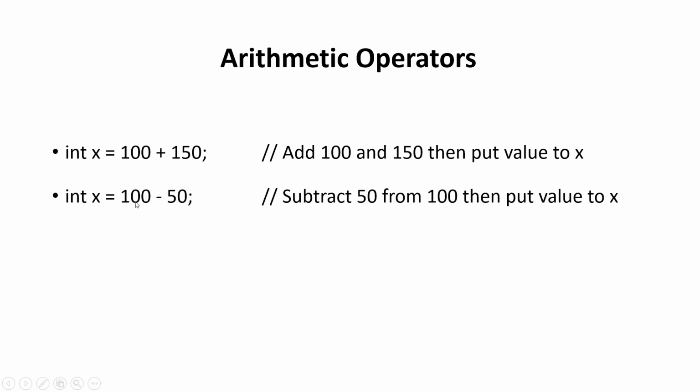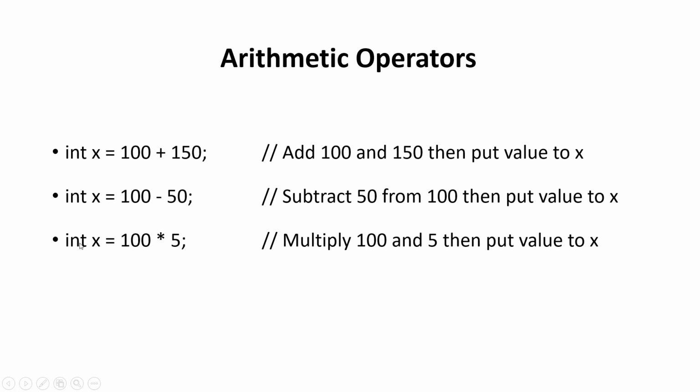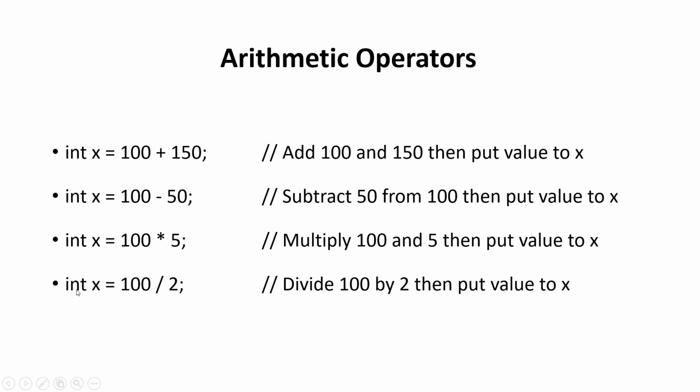And x equal to 100 minus 50. It will subtract 50 from 100, then put the value into x. Minus is an arithmetic operator. It's subtracting one value from another. And x equal to 100 multiplied by 5. Multiply is an arithmetic operator. It is multiplying 100 and 5, then putting the value into x.